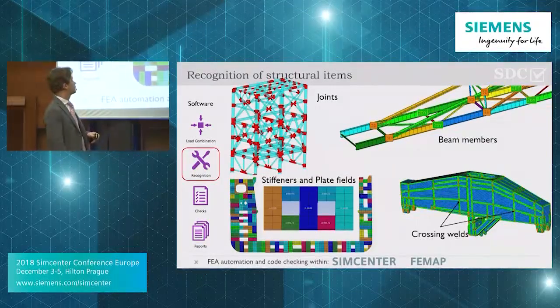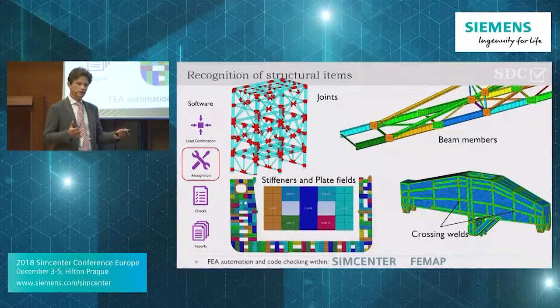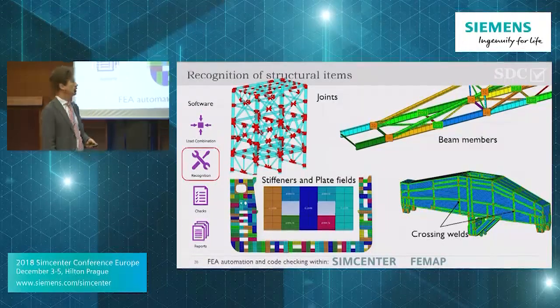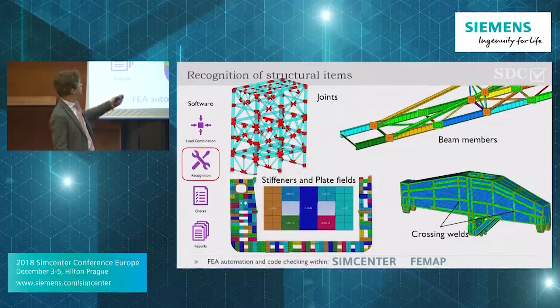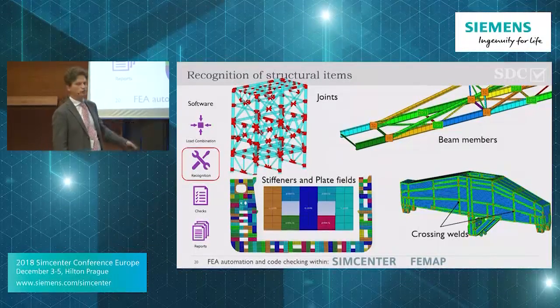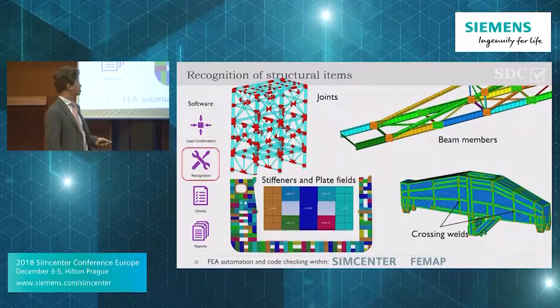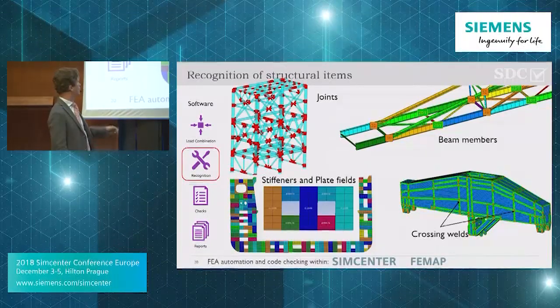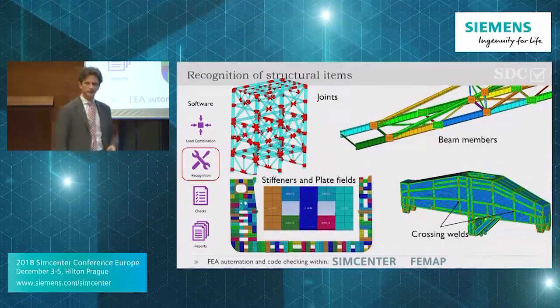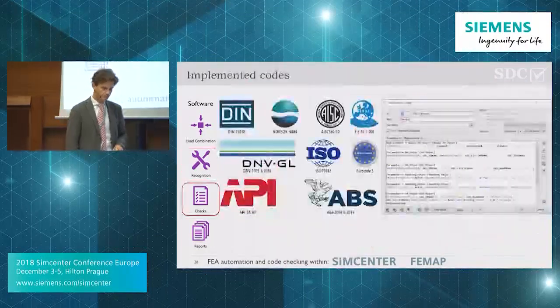And then we have the structural items which we recognize, which are joints, beam members, all welds, including crossing welds, weld tips. So some extra information is freely available, and also stiffeners and plate fields for the plate buckling checks.